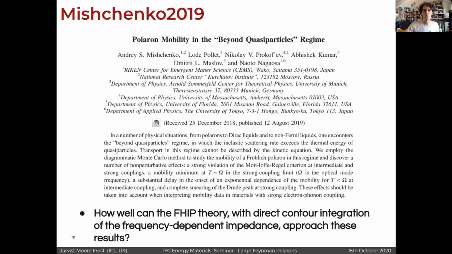And so last summer, this very heavy calculation was done by Andrei Mishchenko and Nikolay Prokofiev. They have developed these diagrammatic Monte Carlo methods of studying quantum systems to high perturbation orders.